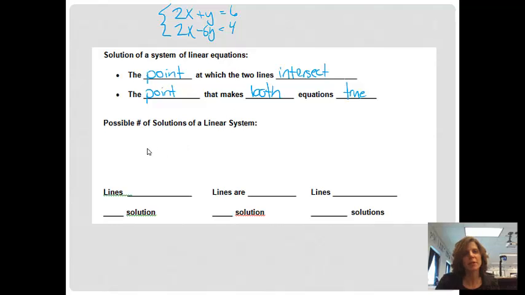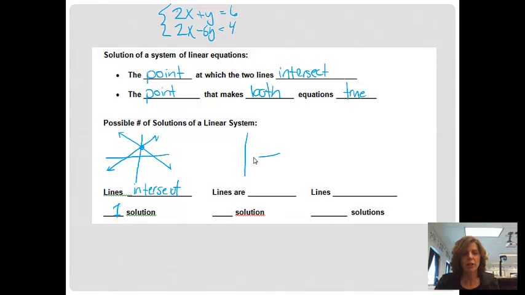There are three different things that could happen with the solution to a linear system. The first thing is I could draw one line, and it might look like that. And I'll draw another line, and it ends up looking like that. And notice they do intersect. So that's one thing that can happen with two linear equations. If they intersect, they're going to intersect in one place. So there will be one solution.